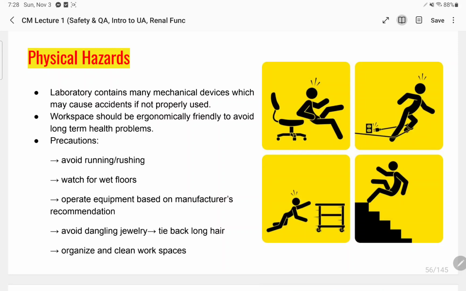And then, tie your long hair. As much as possible, you always wear your buns, especially if you're on duty. I have noticed some interns whose hair is just loose. Okay? So your hair should be tied up.